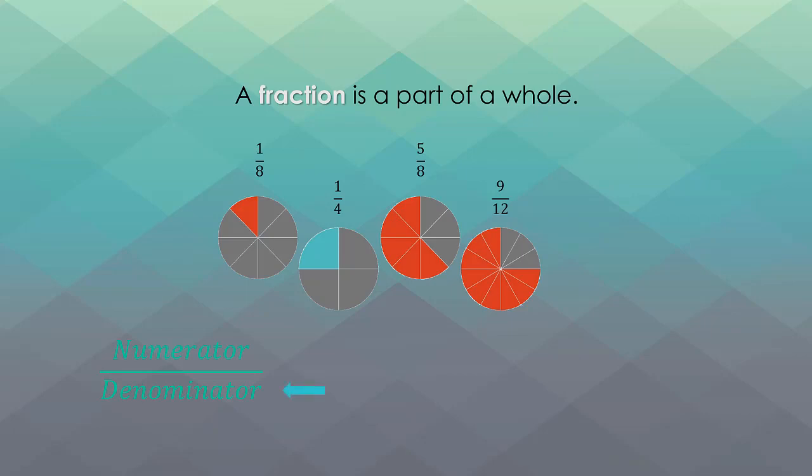The bottom whole number is called the denominator, and it represents how many equal parts the whole is divided into. The top whole number is called the numerator, and it represents how many of the equal parts are used. If you see the pictures, they are representing different types of fractions.